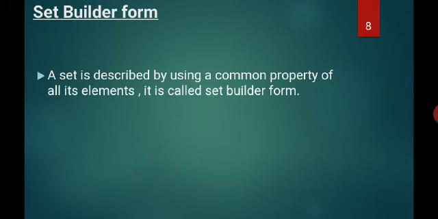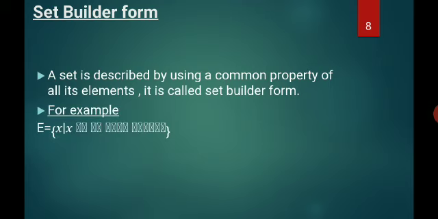Third one is set builder form. What is a set builder form? A set is described by using a common property of all its elements. It is called set builder form. Now what type of property? There are some properties which we have to write in a builder form, for example: x such that x is an even number.